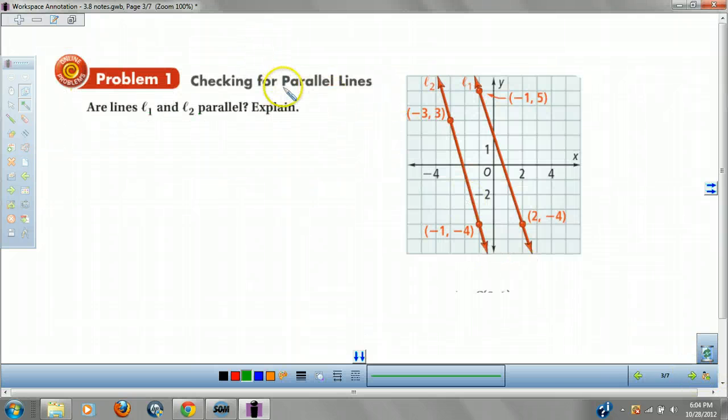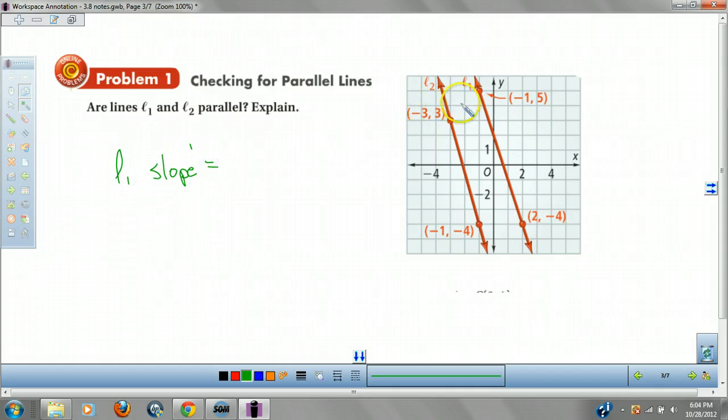Okay. Checking to see if lines are parallel. You can't just look at them and say, oh, they look like they don't cross. If you do it that way, I never want you building my house or building train tracks, because we know what would happen. So how do we tell if two lines are parallel? Easy. You have to find the slopes of both lines.